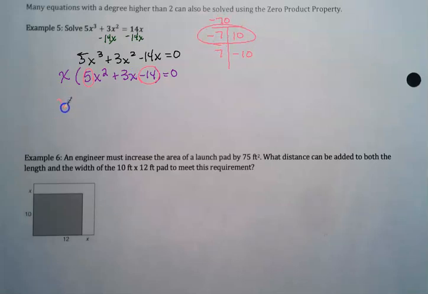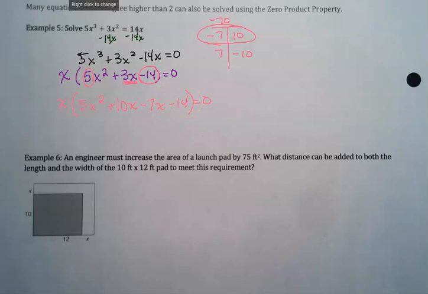Okay, so now I've got x. I'm going to rewrite this middle term with my factors times the quantity. So we've got 5x squared plus 10x, because 5 and 10 go nicely together. I know I'm going to group them later. Minus 7x minus 14 equals 0. And again, 7 and 14 group nicely together.